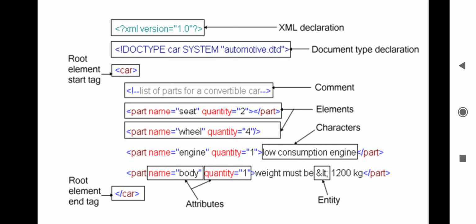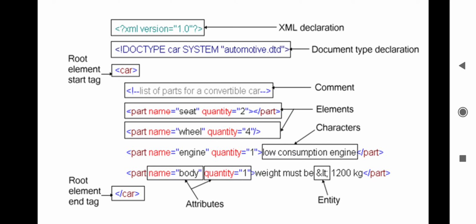Then the next line is the document type declaration. Here you write the DOCTYPE car SYSTEM automated.dtd. So that is the document type declaration, and after this we start with the root element. See, car is the root element, and if you want, you can write comments also, a comment for better understanding. Here we are writing the list of parts for convertible car. So this is a comment, and after this we add the elements one by one.